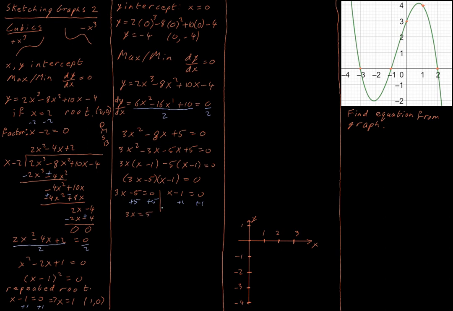3x is equal to 5. We get x is equal to 1. And x is equal to 5 over 3. And we need to find our values for y for these points as well.